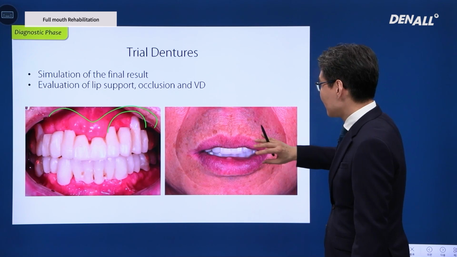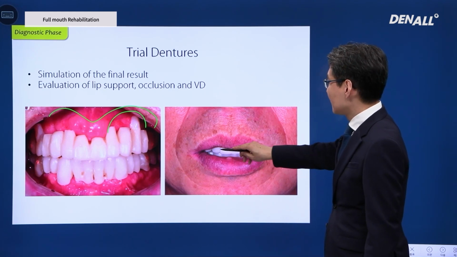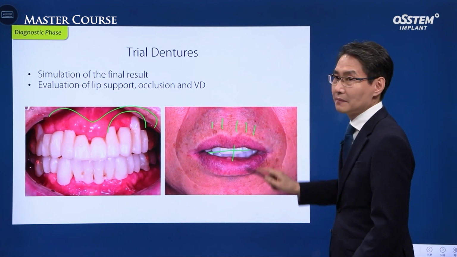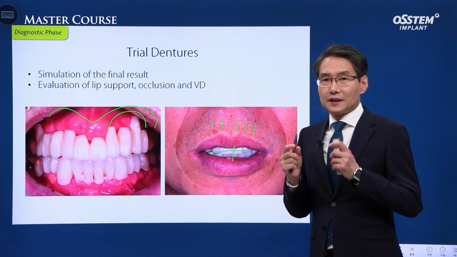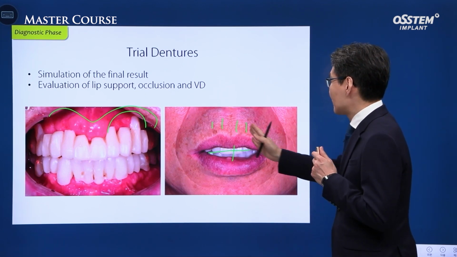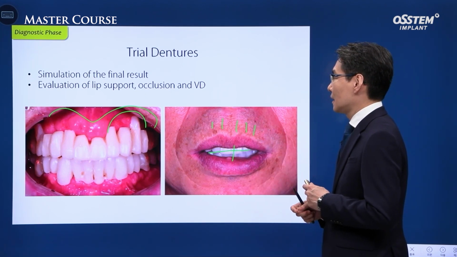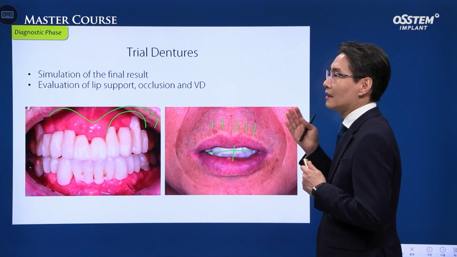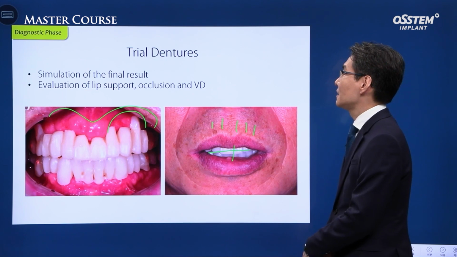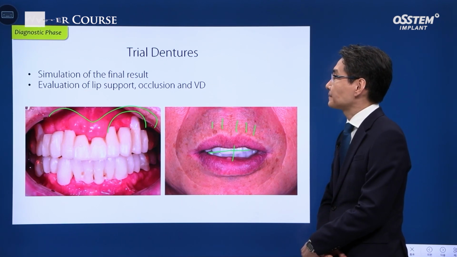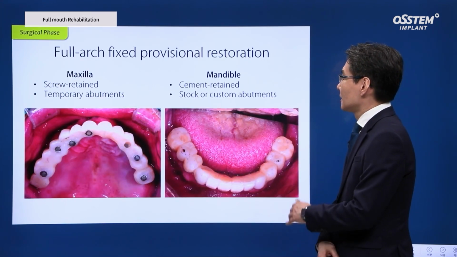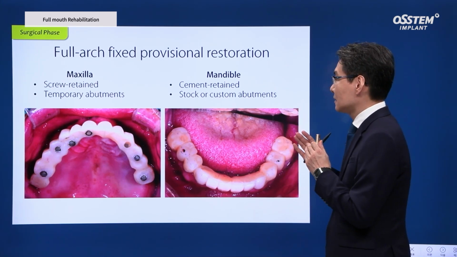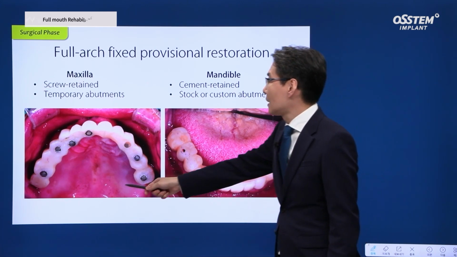This is not fully fixated, but you do try-in, and after that you evaluate occlusion, midline, and lip support. The trial denture is equivalent to wax denture, and if you find it appropriate, then you move on to implant placement. I've skipped the middle process, and this is the image on the day of immediate loading.